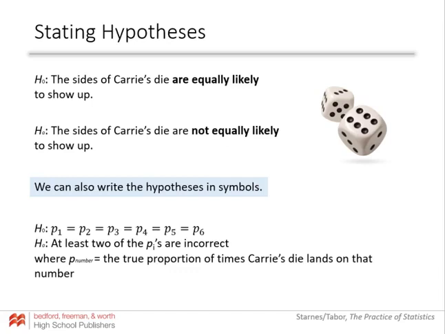So our null hypothesis is that the proportion of getting each number, 1, 2, 3, 4, 5, 6, they are all equal to each other. And then our alternative is that at least 2 of those proportions are incorrect. And if you're going to use symbols, then you have to define your parameter, of course. And so p-number would equal the true proportion of times Carrie's die lands on that particular number. Okay, so either way, you want to write these, perfectly acceptable, you get to choose.